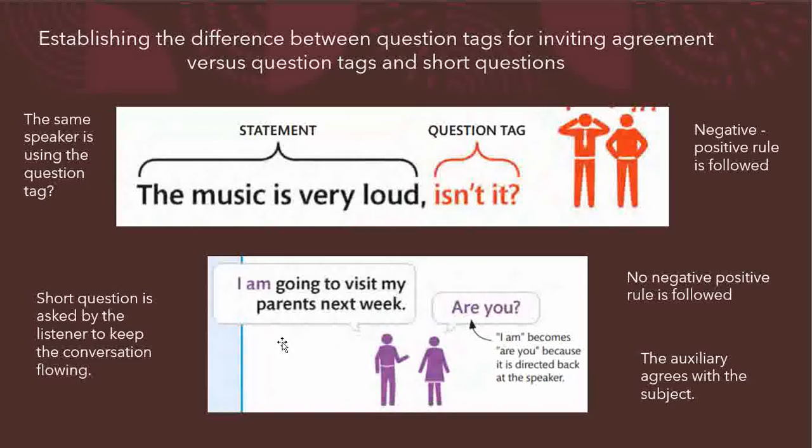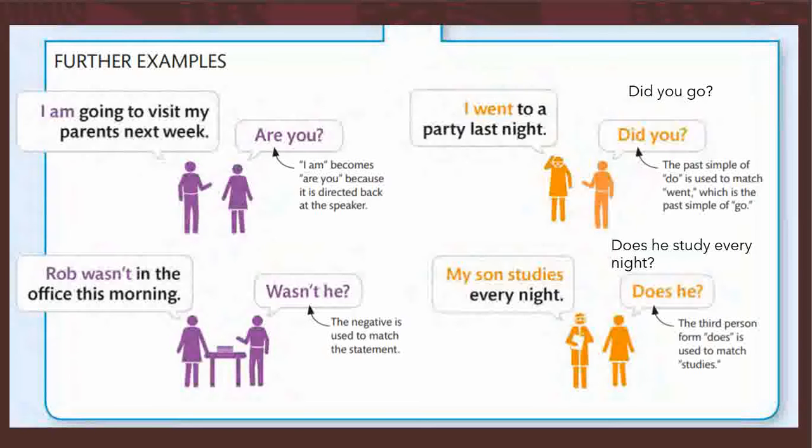We will be exploring this example shortly. "I am going to visit my parents next week." "Are you?" It is just like saying, are you going to visit your parents next week? Are you? That is how the short question is posed. I am becomes are you because it is directed back at the speaker who spoke that statement.